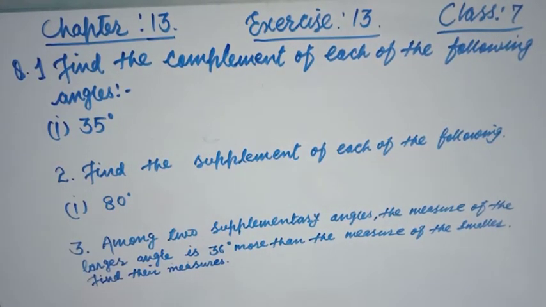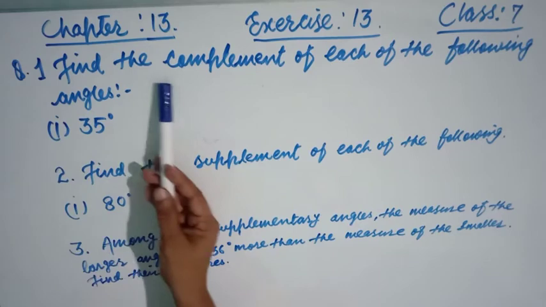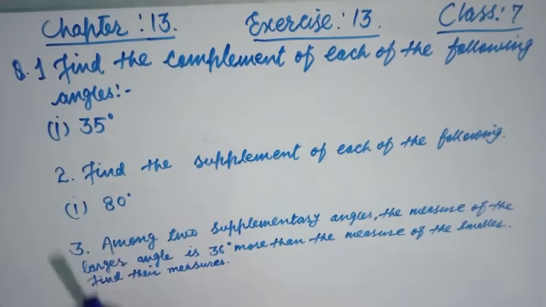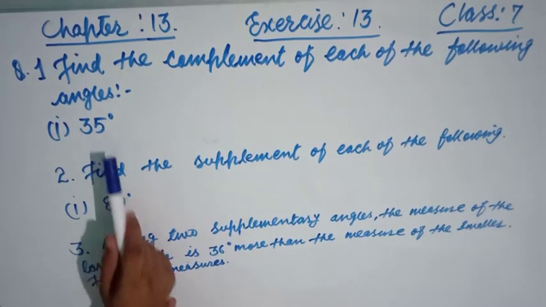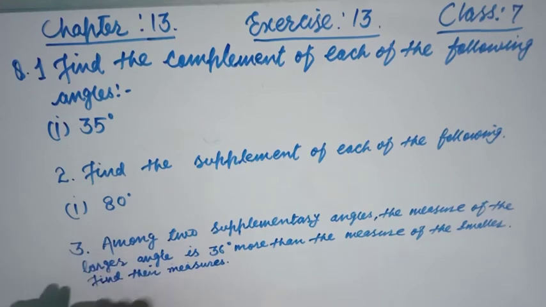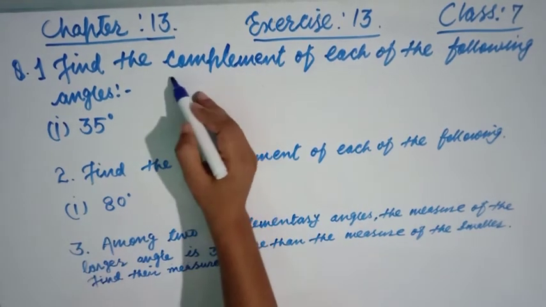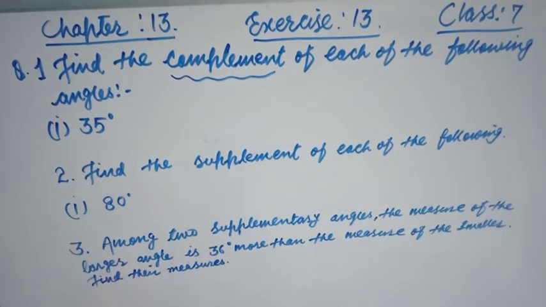Now let's get started, friends, with the questions. We have taken some questions from exercise 13. As you can see on the board, the first question says find the complement of each of the following angles. Question 1 has 4 sub questions, and we have taken only one sub question. You have already learned complementary angles in the 5th and 6th class as well. Very simple, friends.